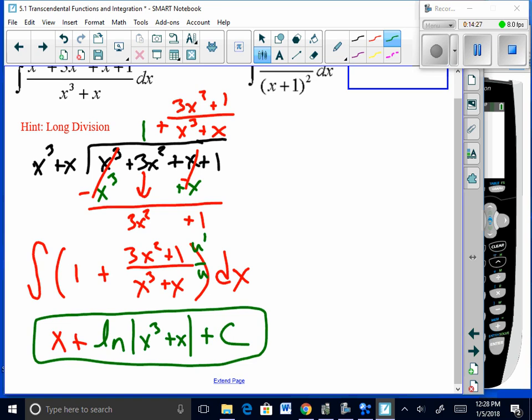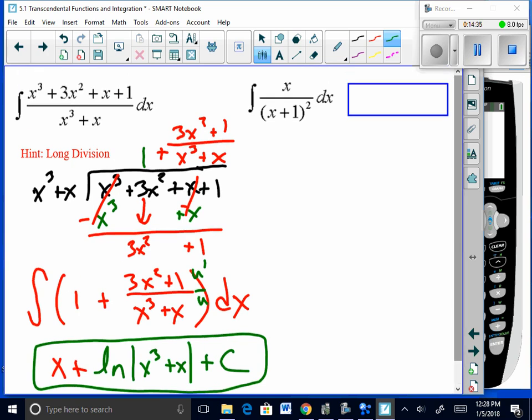Now, there is another way I could have done that without doing it as a long division. I just thought it was good for you guys to see the long division. Another way I could have done that is I could have rewritten that integrand. I could have broken that into 2 separate fractions. One fraction, x cubed plus x. The other one would still have the x cubed plus x.